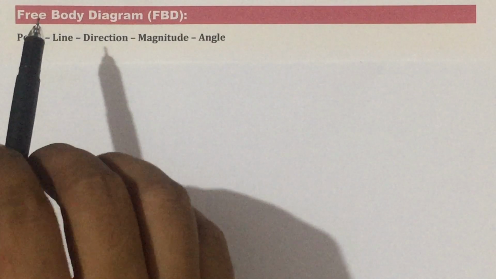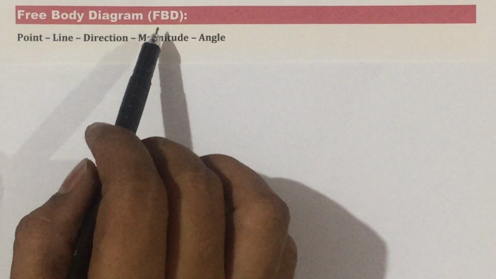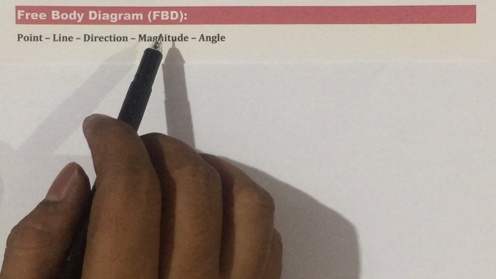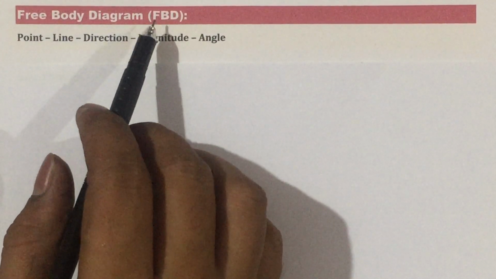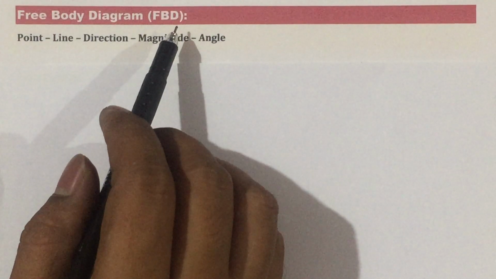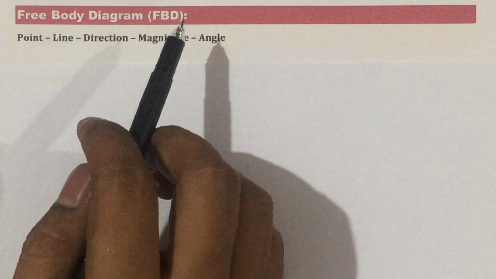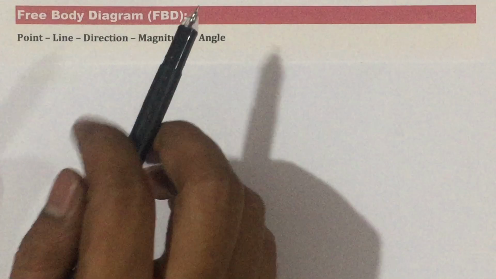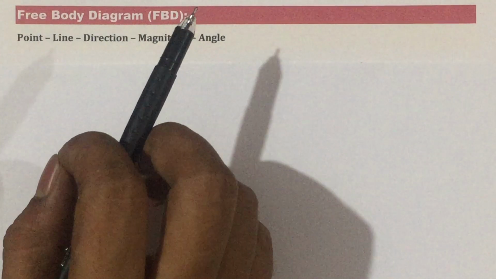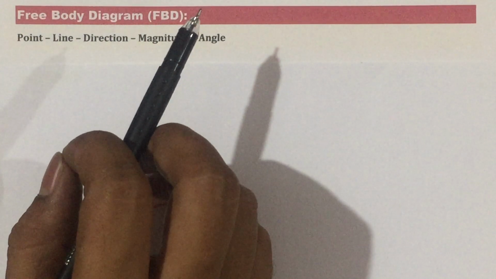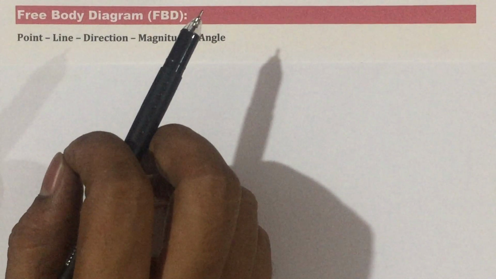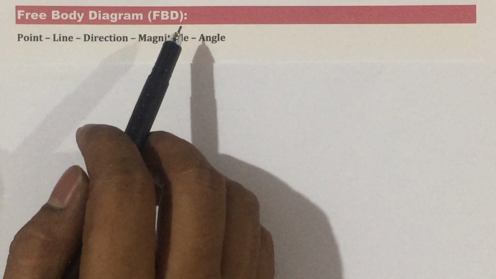Hi, in this session we are going to deal with the free body diagram, FBD. What do you mean by FBD? We know that it is a diagram which is free from its surroundings, or in simple words, the diagram consisting of only the magnitude, direction and position of the resultant or the forces, known as a free body diagram.